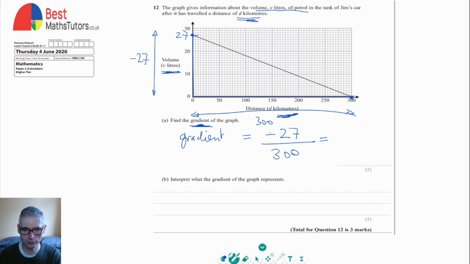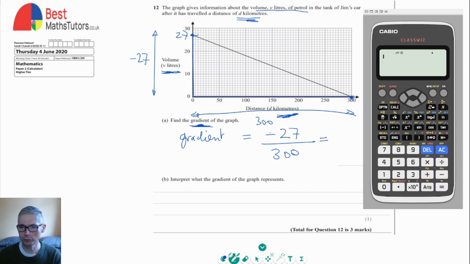And because we're on the calculator paper, I'm just going to do that on the calculator. I'm just going to use the fraction button. We've got minus 27 on the top. This wouldn't be too difficult just to cancel down anyway if we needed to. But since we're on the calculator paper, we might as well make life easy. So if we do that, that's it as a fraction. And if I write it as a decimal, it's negative 0.09.